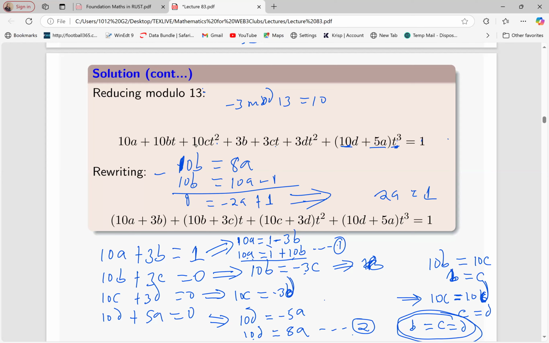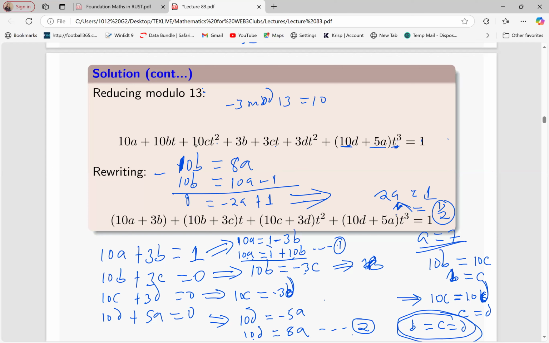2a is 1. So what is a? A is a half, mod 13. What is a half mod 13? So we are asking ourselves, what is the inverse of 2? Mod 13, the inverse of 2 is 7. So a is 7.